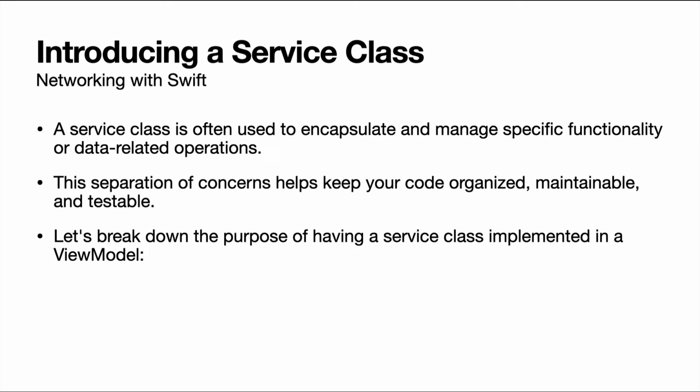So we can see here that a service class is often used to encapsulate and manage specific functionality or data related operations, meaning fetching stuff from an API or a database. So when we create this separation of concerns, or this modularity here, it helps keep our code very organized, maintainable, and testable. So let's go ahead and break down the purpose of having a service class implemented in our view models, guys.